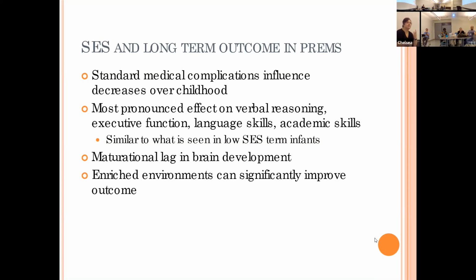The flip side is that we know that providing early intervention and providing enriched environments can significantly improve outcome. So providing good educational services, good daycare, income support, stable housing, stable food supply, and providing people with the tools to look after their children can improve our outcomes.